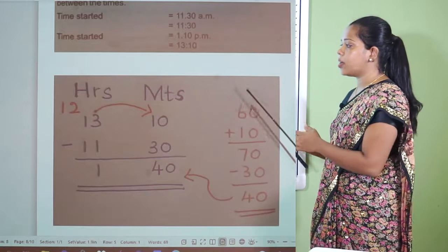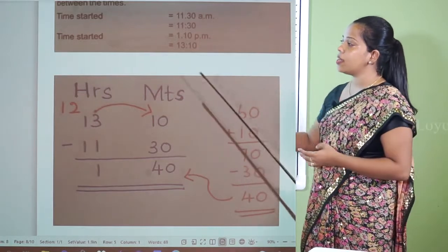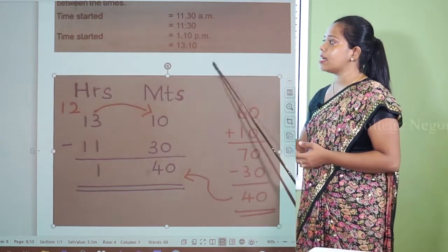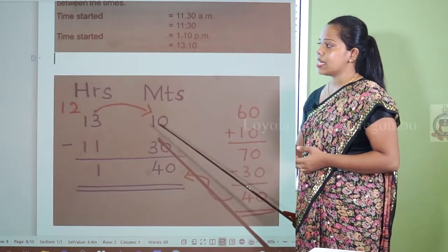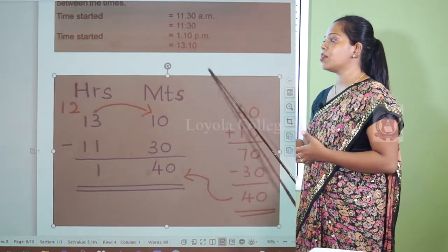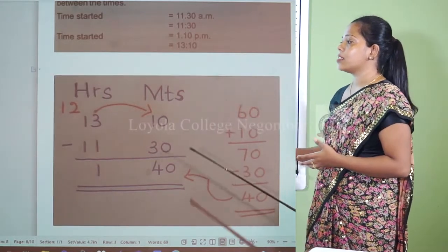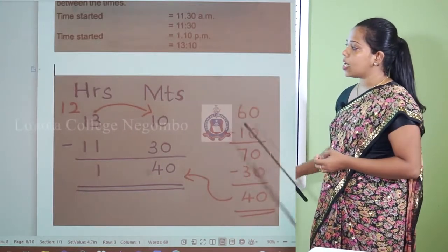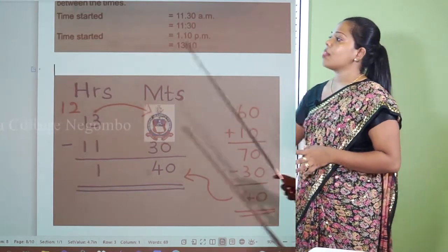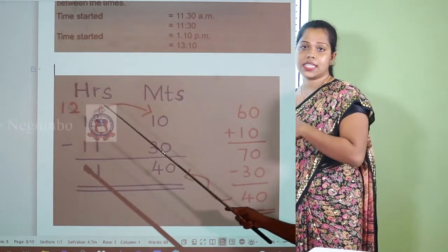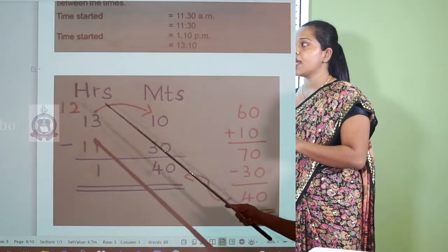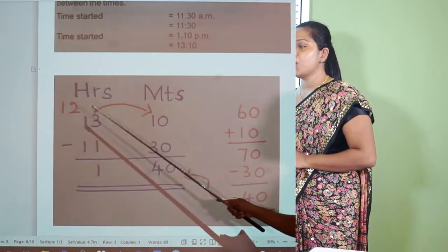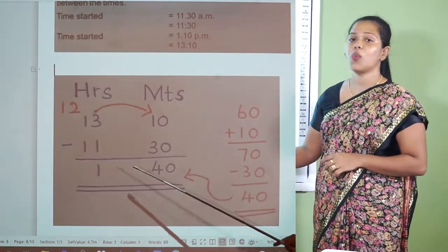Here also, without writing it aside, you can do it at once. You can write 60 here, and 60 plus 10 is 70. From 70 you are subtracting 30. So the answer is 40. To make it more clear, I wrote it aside. Now I took 1 hour from this side, from this 13. Then how many hours are remaining now? It's 12. 12 minus 11 is 1.